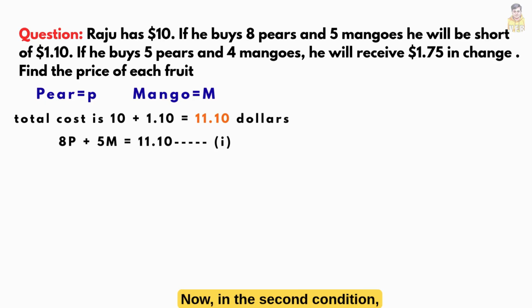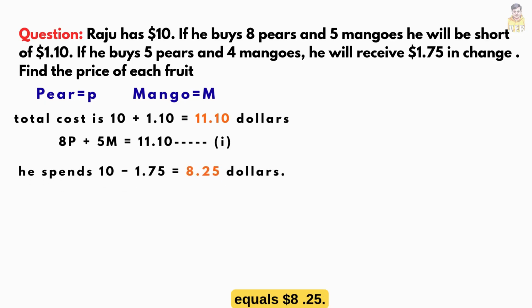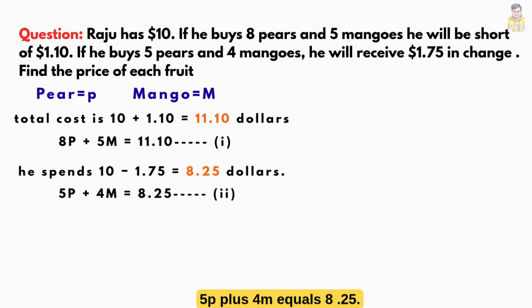Now, in the second condition, he gets $1.75 back. That means he spends 10 minus 1.75 equals $8.25. So, the second equation will be 5P plus 4M equals 8.25.